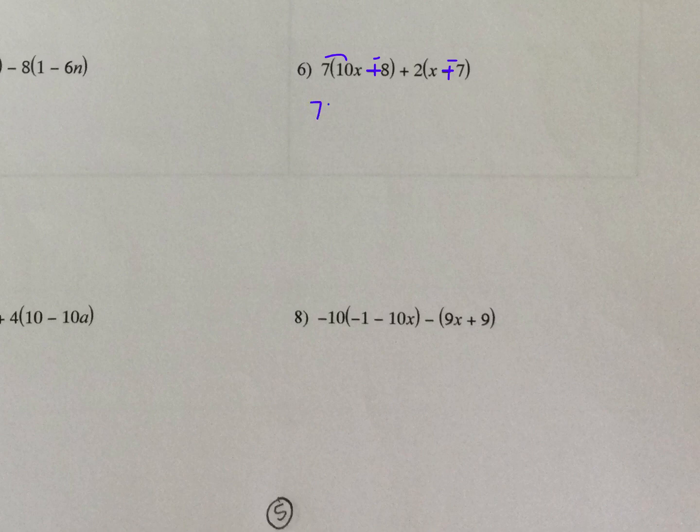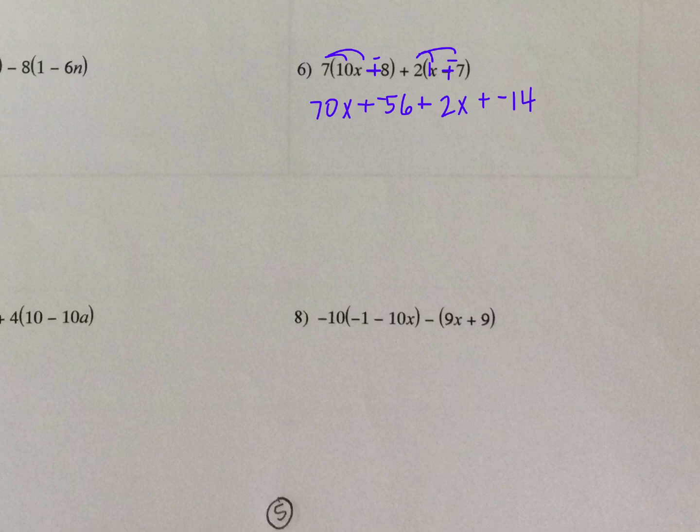7 times 10 is 70x. 7 times negative 8 is negative 56. I'm going to add 1 right there. 2 times 1 is 2x. 2 times negative 7 is negative 14. So first I multiplied by distributing.